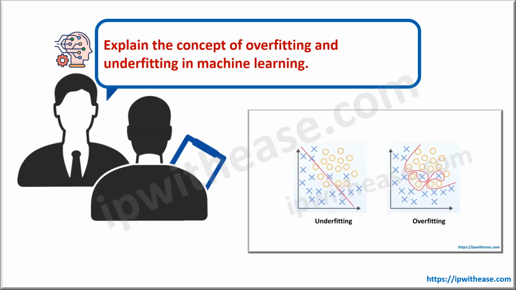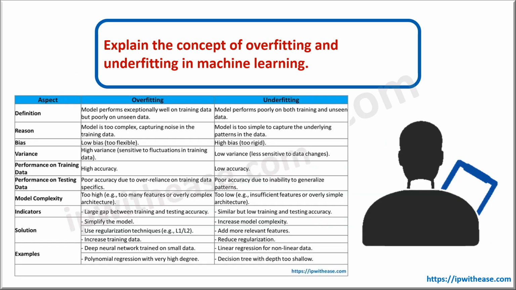Alright, can you explain the concept of overfitting and underfitting in machine learning? There are a few differences between the two concepts. Overfitting is a model that performs exceptionally well on training data but poorly on unseen data. It is too complex, capturing noise in the training data. It has low bias and high variance.